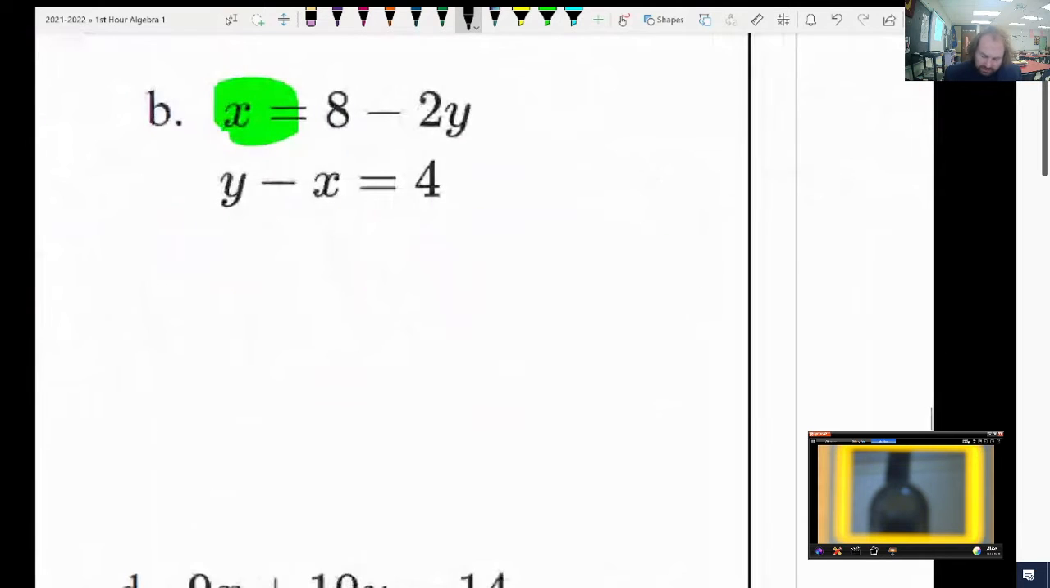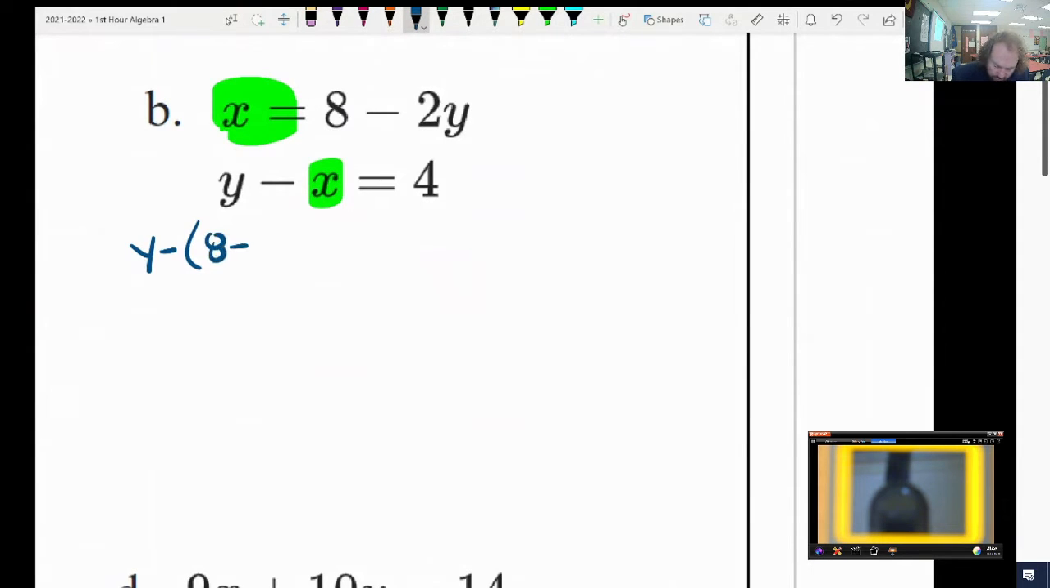Question B is going to be a substitution problem, because here we have x equals 8 minus 2y, so we're going to replace this x right there with its other name, 8 minus 2y equals 4. So again, those are exactly the same. All we got to do now is subtract everything. Be really careful on this one.